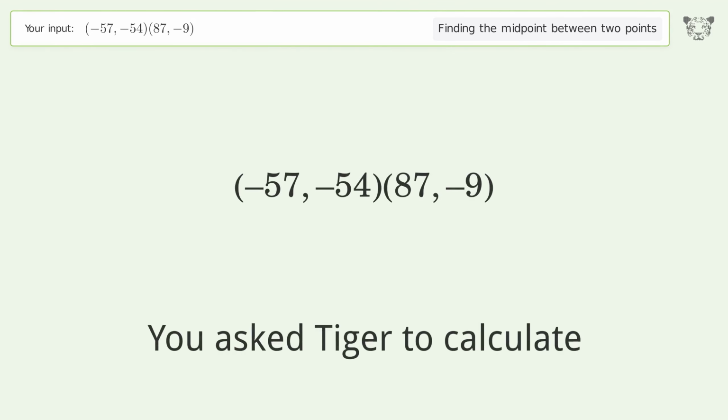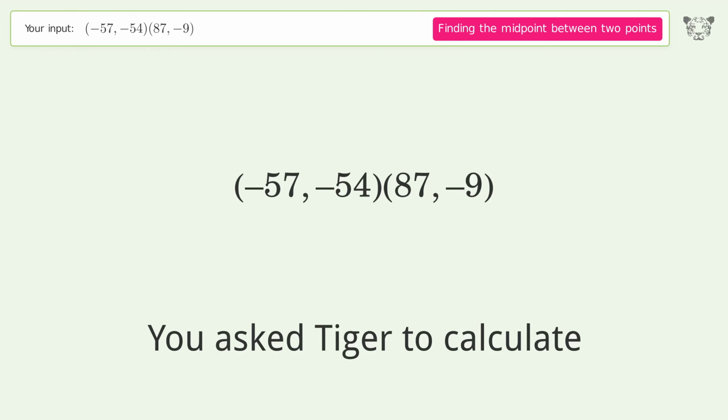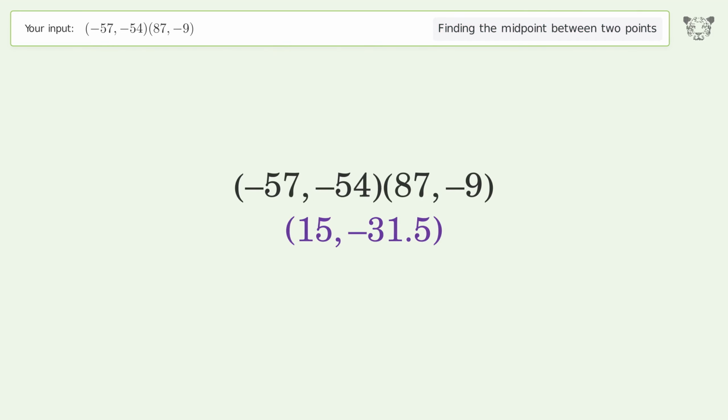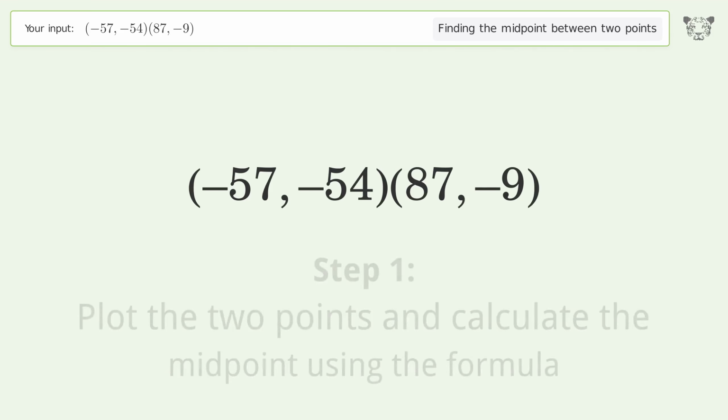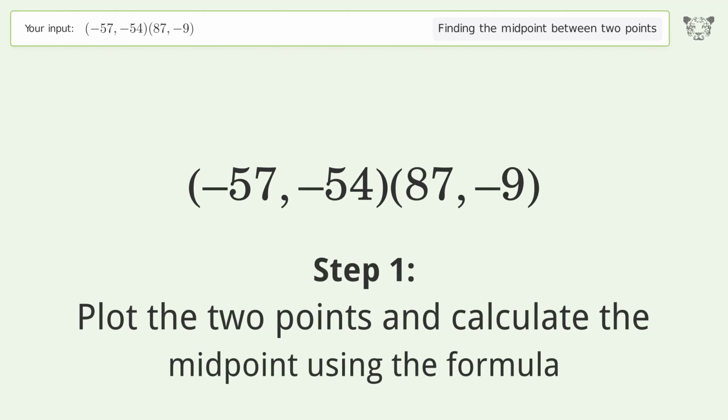You ask Tiger to calculate. This deals with finding the midpoint between 2 points. The midpoint between the 2 points is 15, negative 31.5. Let's solve it step by step. Plot the 2 points and calculate the midpoint using the formula.